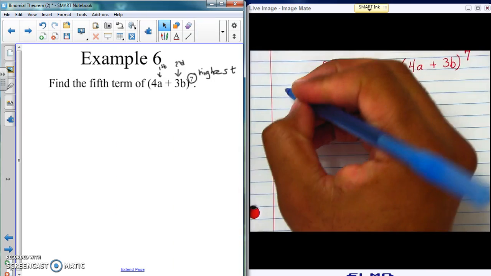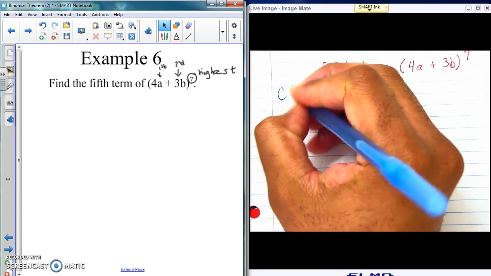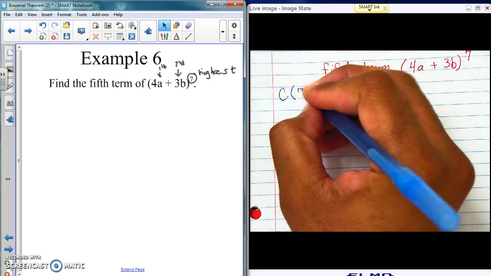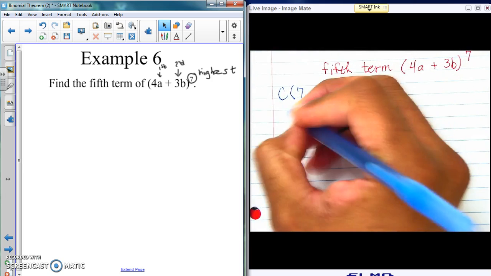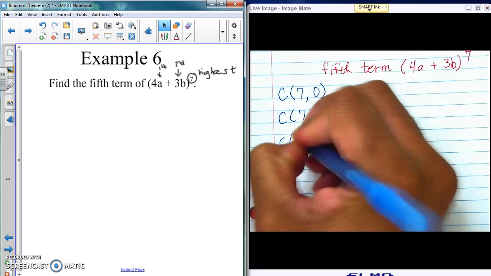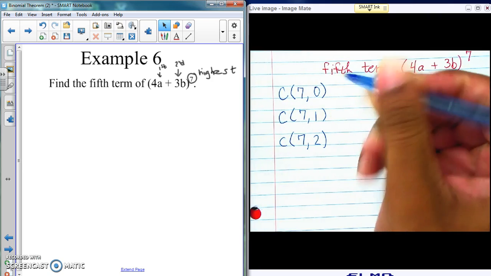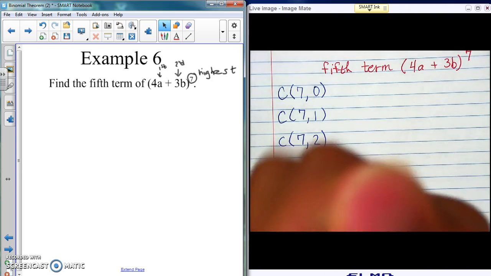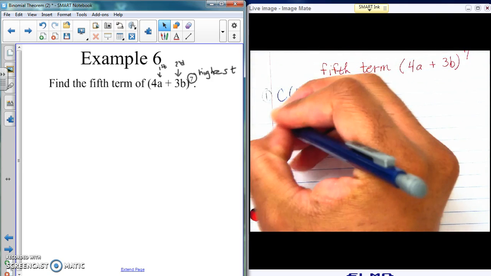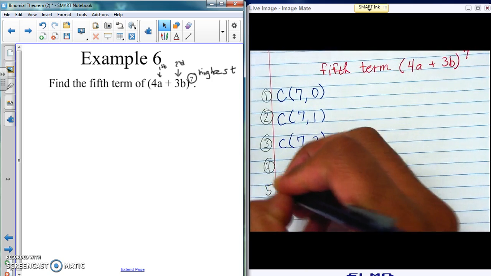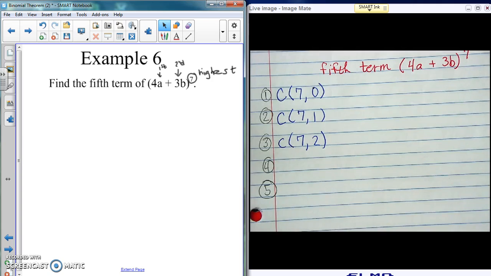Looking at our combinations, since the highest exponent is 7 here, this is going to start off with 7 and 0. Then we do 7, 1, 7, 2, 7, 3, and we only go down until we get to the fifth term. The best thing to do is to just number these. So this is 1, 2, 3, 4, and 5. We're looking for that fifth term, whatever is right here. So let's go ahead and find that.